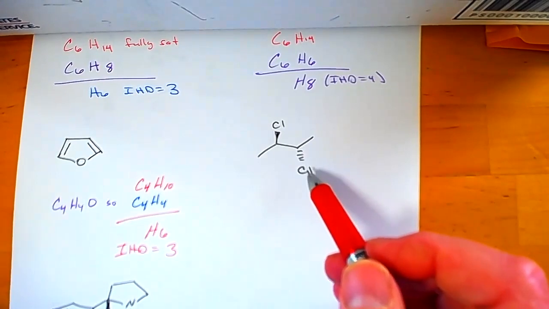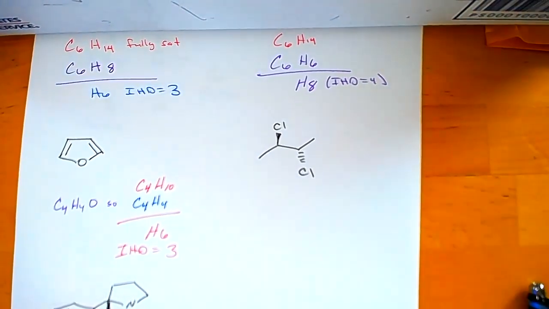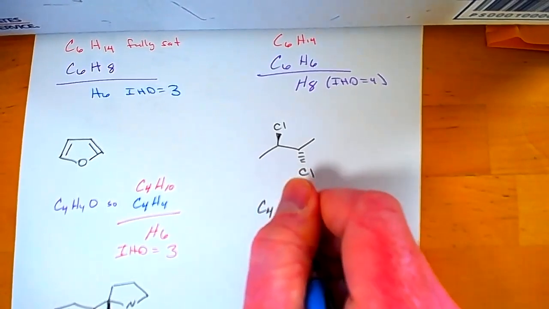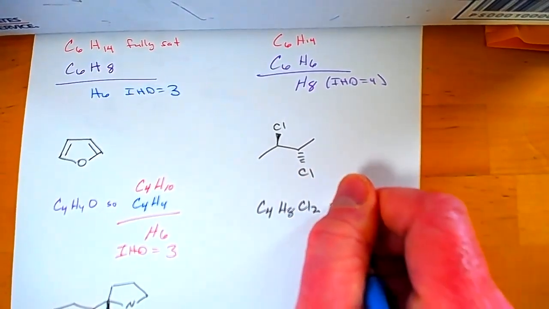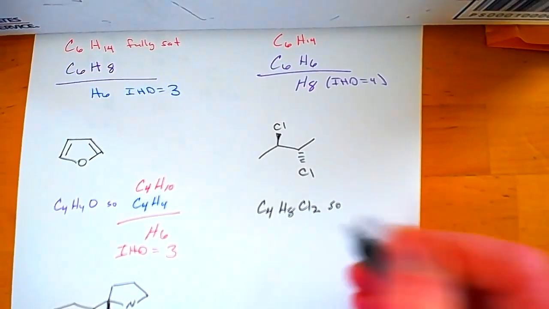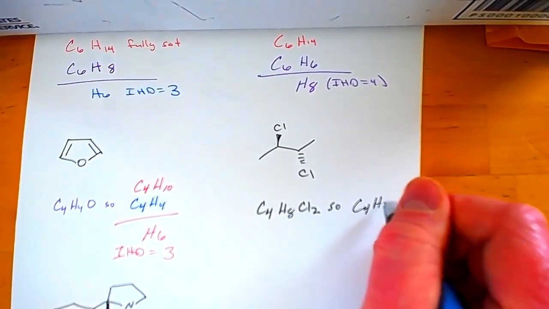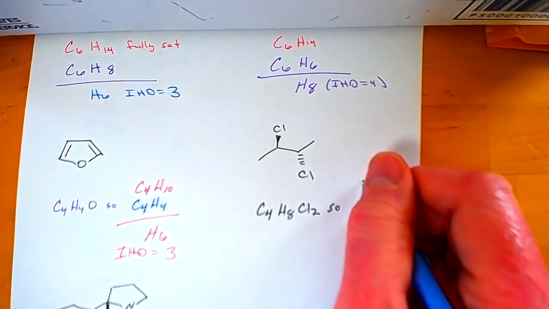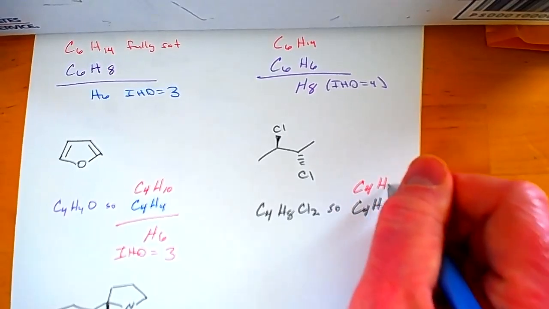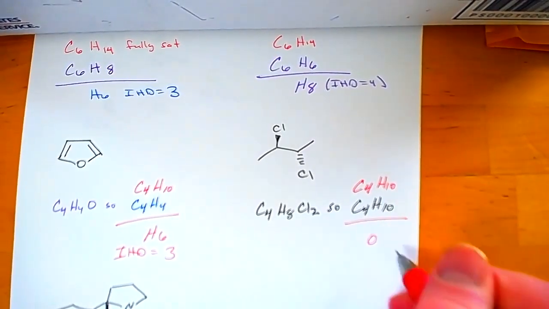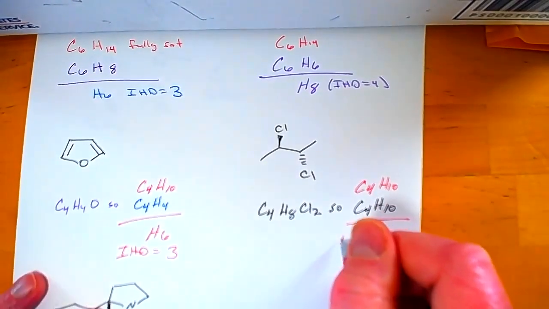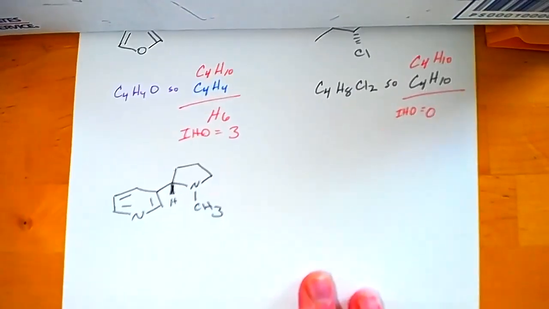Okay, what about this guy over here? All right, if you said 0, then that is correct. There are no pi bonds and there are no rings. So its chemical formula is C4H8Cl2. So each chlorine and each halogen we're going to treat like hydrogen, and we're going to treat that like C4H10. So the fully saturated system would be C4H10, since 2 times 4 plus 2 would be 10, and so a 0 there for your IHD. Okay, and then what about this thing down here?